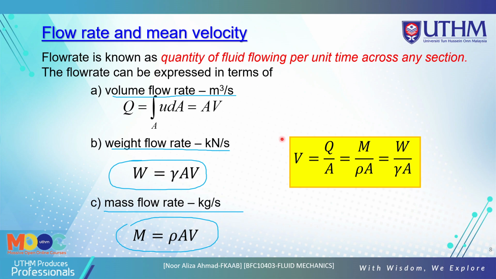Okay, based on this, to get the velocity, with the volume flow rate, Q is divided by area. Using the mass flow rate, we get the mass flow rate divided by the density times the area, and with the weight flow rate, we get W divided by specific weight times the area.